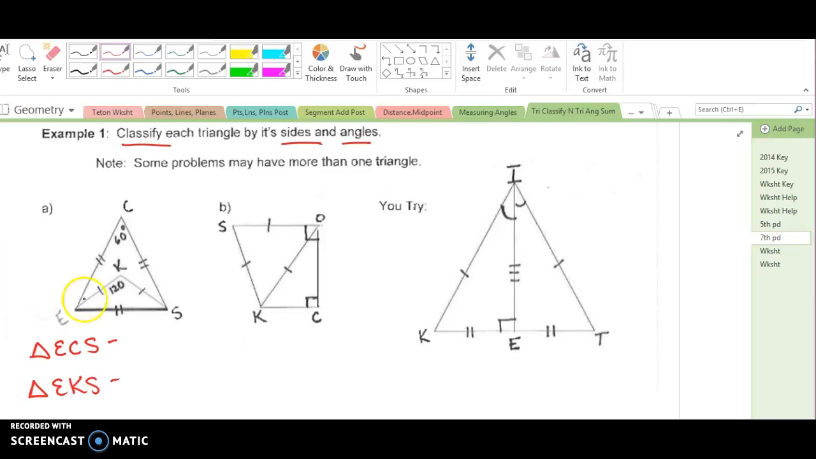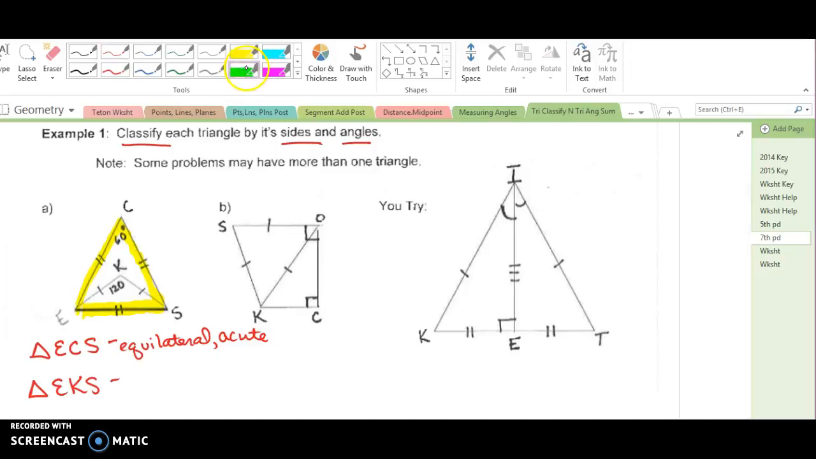So let's start with ECS, the big triangle, right? I notice that I have two hash marks, two tick marks on each side, so that would be called equilateral for the side classification. And I notice I have that 60-degree angle at the top. These other two, I'm just going to eyeball those. Those look to be less than 90, so that would be acute.